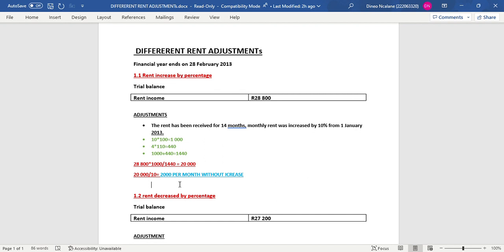Now we have the amount of rent without increase per month, which is 2000. Okay, so 2000 multiplied by 110%. You can even say multiply by 10 over 100. It depends on how you write it. Okay, so if you say 2000 multiply by 110%, you get 2200.